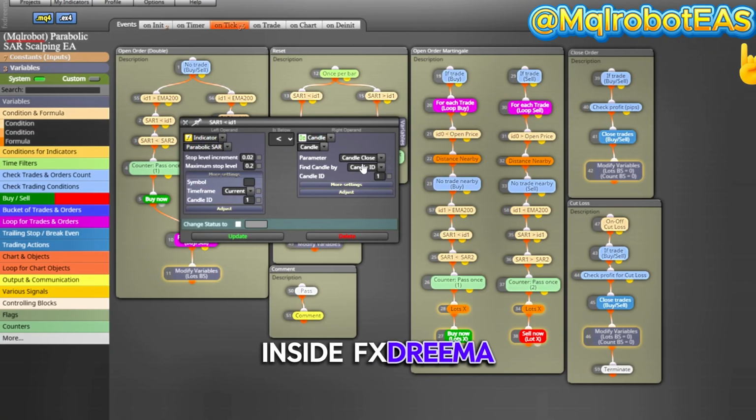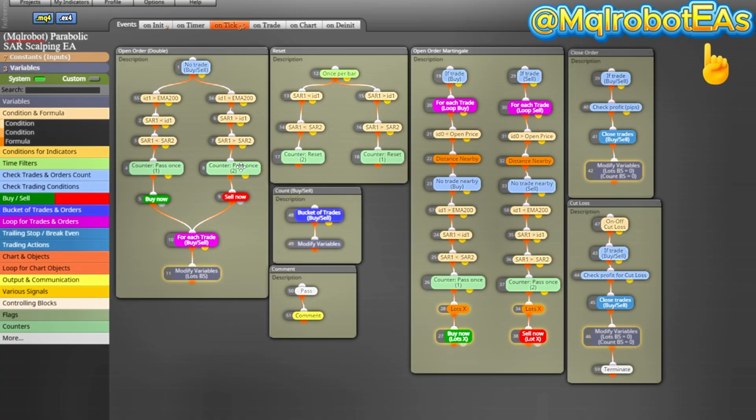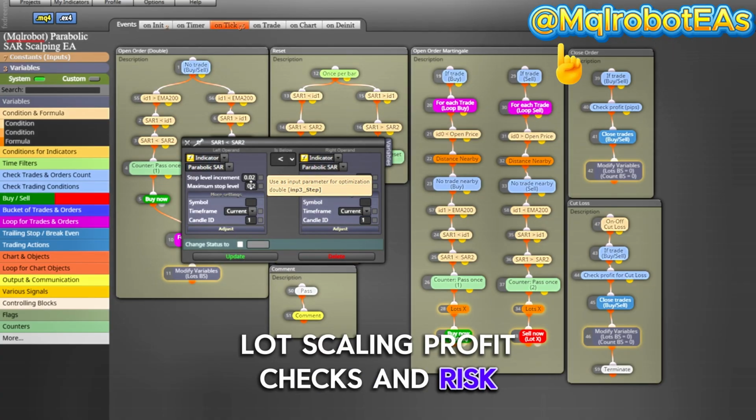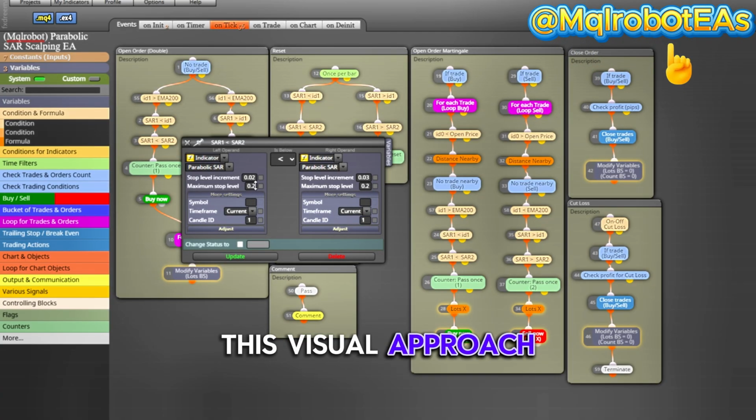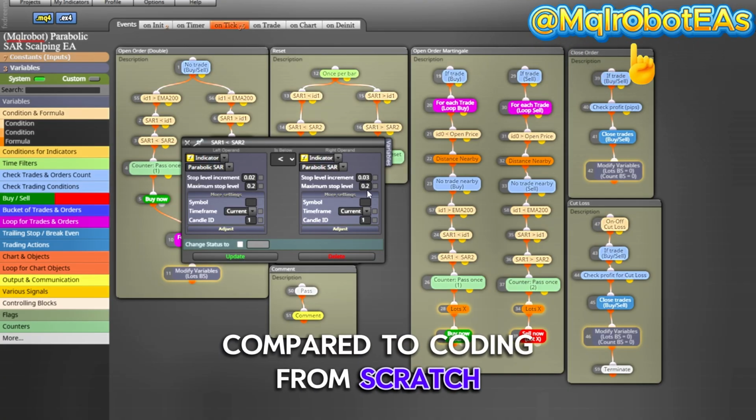Inside FXdreema, the workflow is displayed through connected logic blocks that handle trade entries, lot scaling, profit checks, and risk management. This visual approach makes the EA easier to understand and modify compared to coding from scratch.